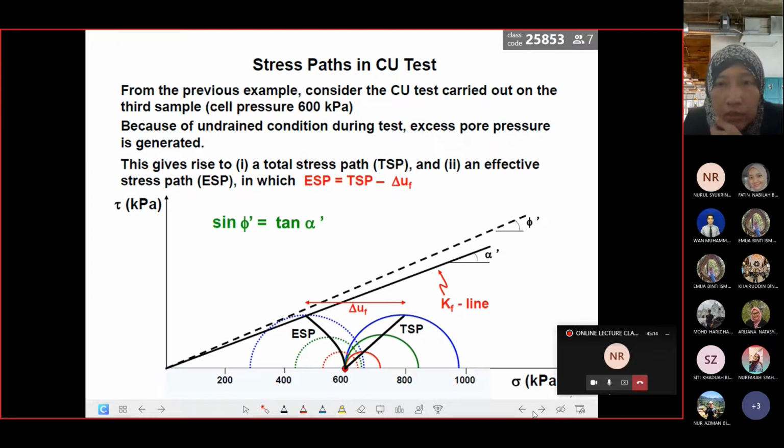Okay, yang ni keadaan kalau you ada stress pass untuk CU. So benda yang sama the thing is that you can see now kita ada effective stress pass, kita ada total stress pass.